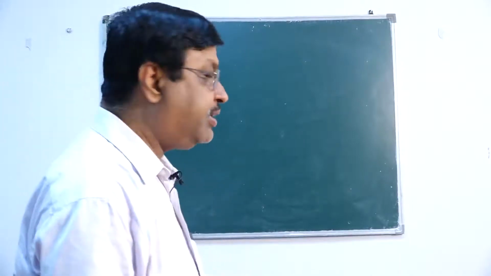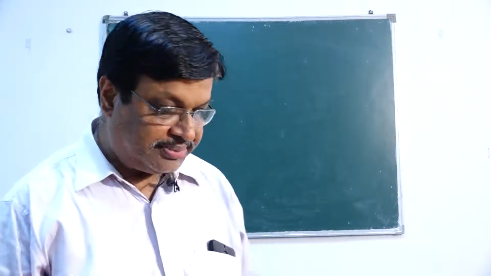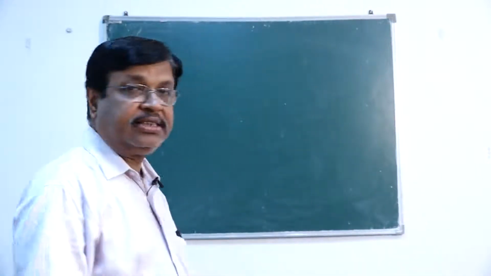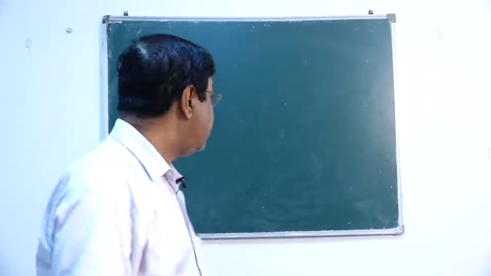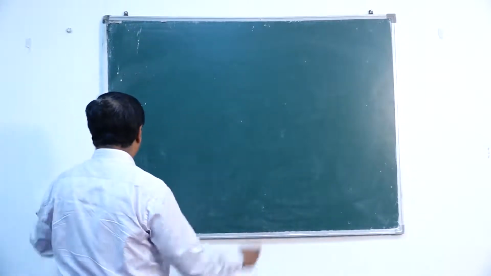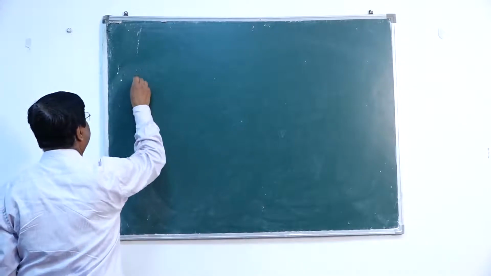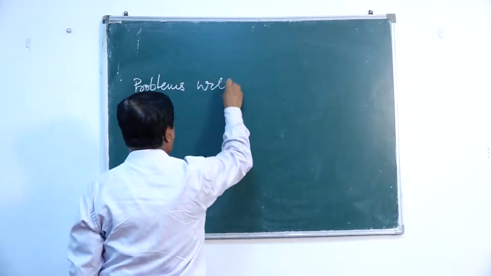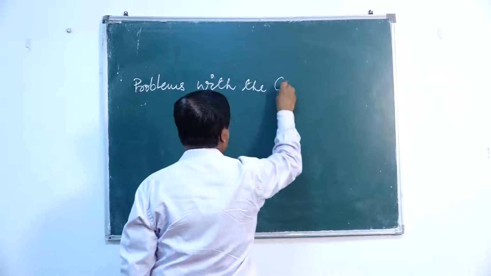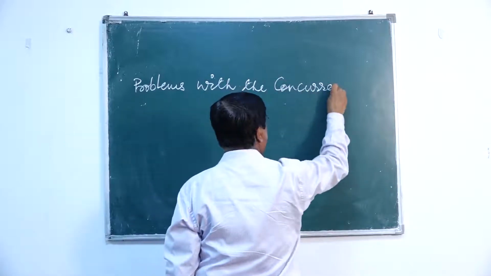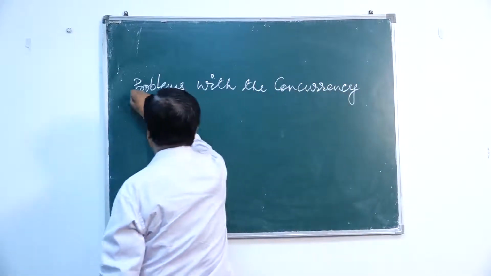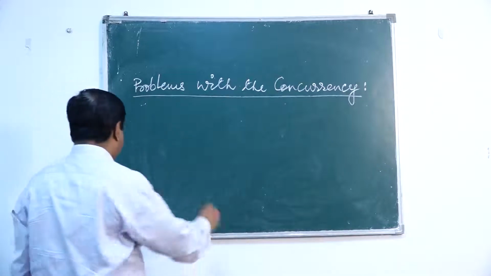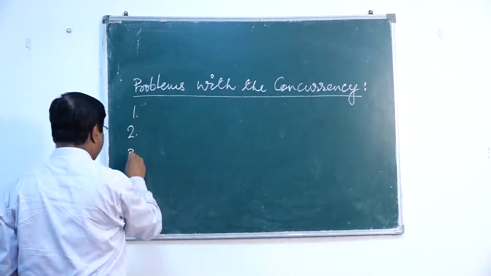We shall understand what are the concurrency problems. In the last class we understood what is concurrency, what is concurrency control, transaction. Now, in this class we shall understand what are the possible problems with the concurrency. There are three noticeable problems.